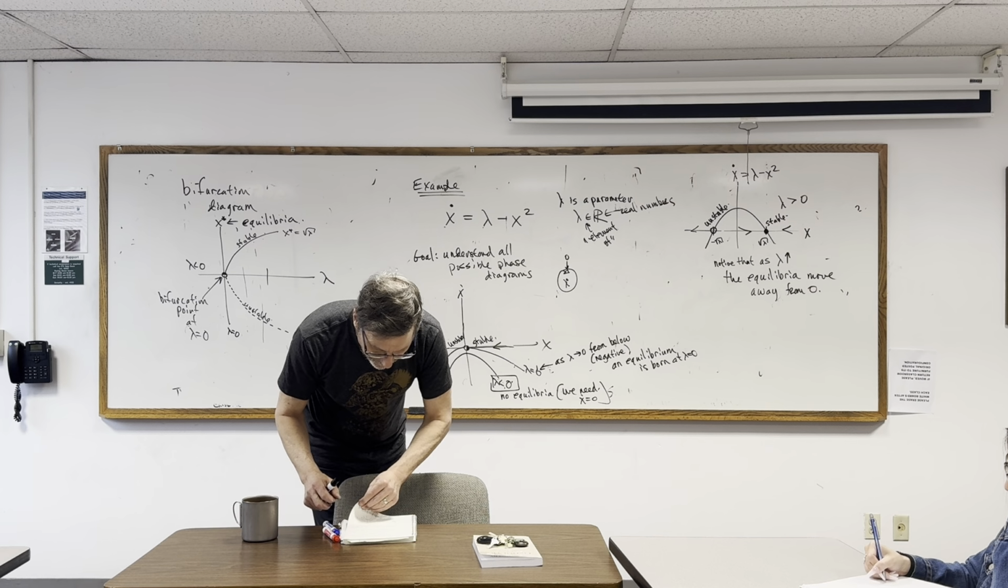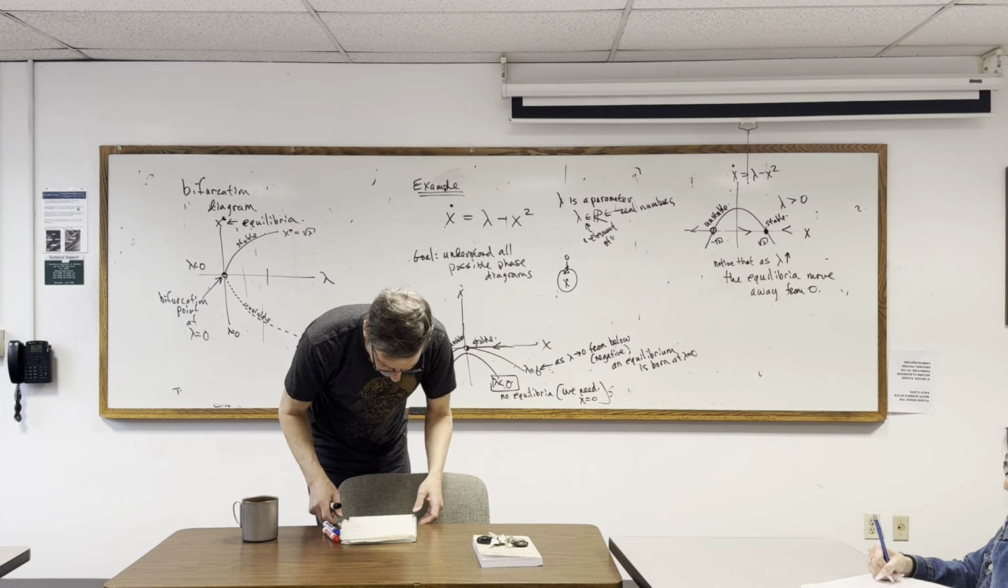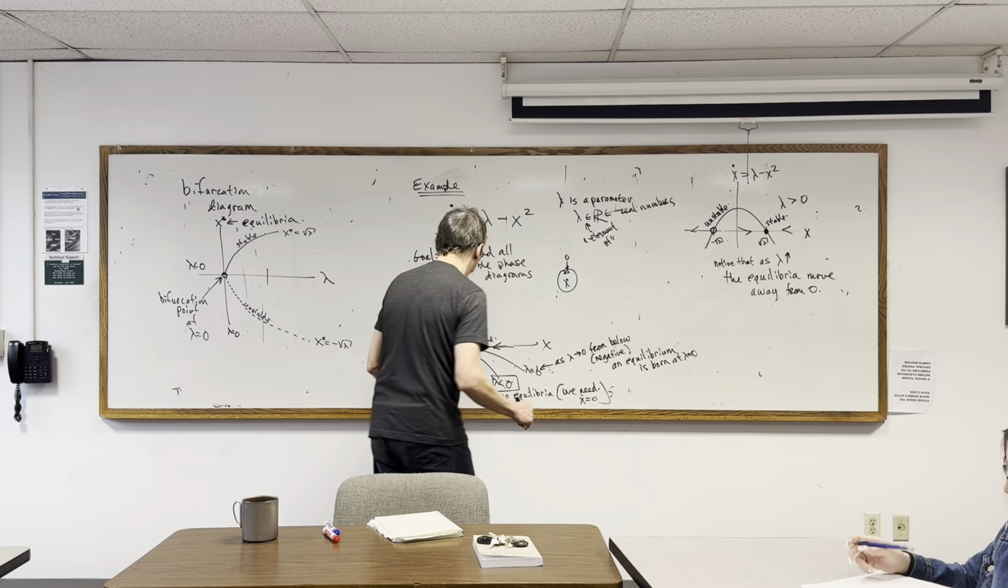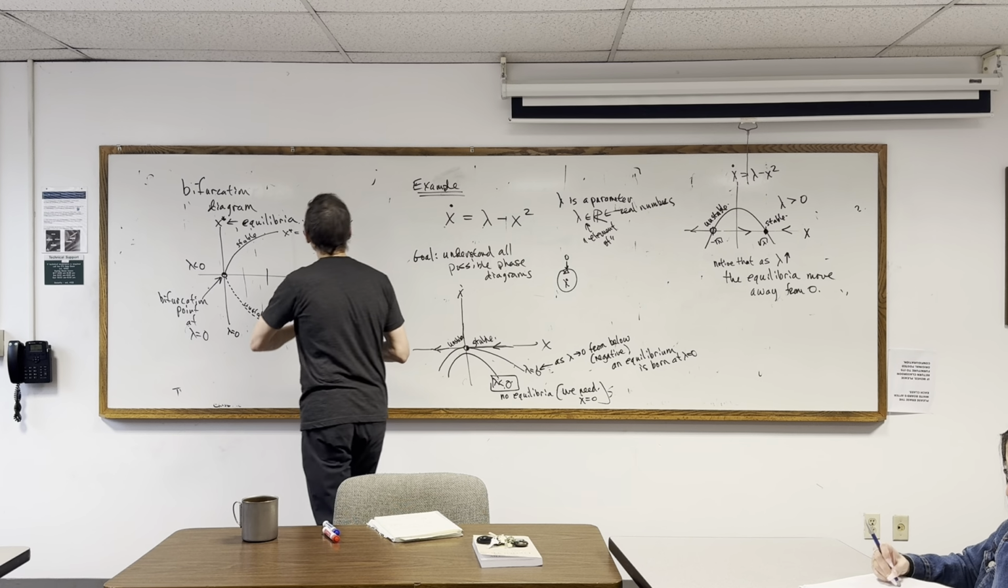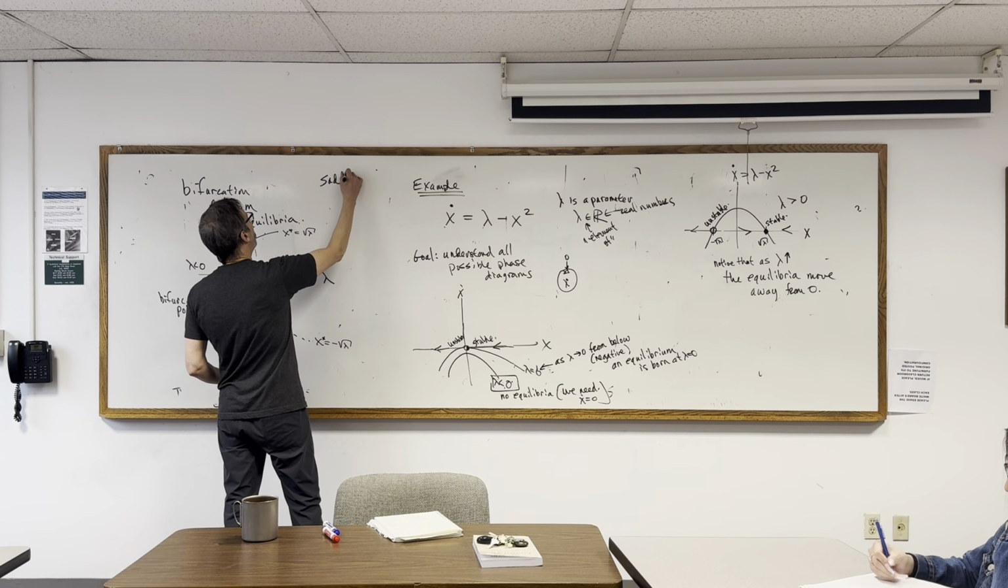Your turn. Got some fun ones here to look at. Oh yeah, there's a good one. So this kind of bifurcation, they all have names. This is called a saddle node bifurcation.